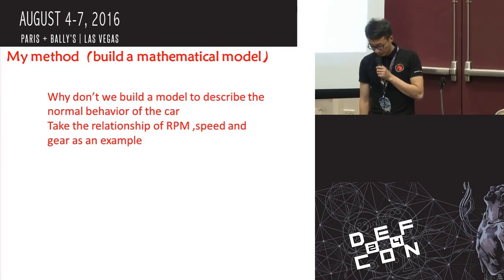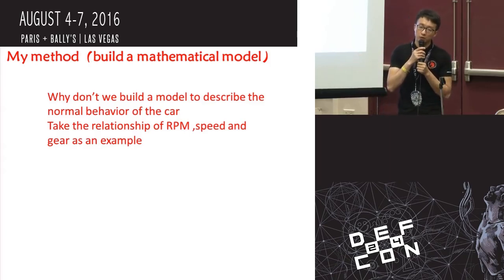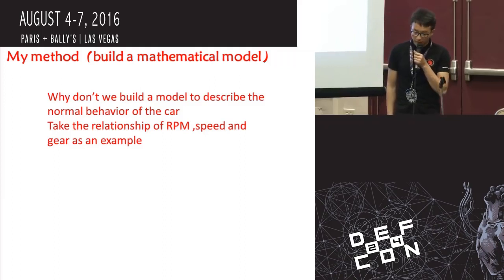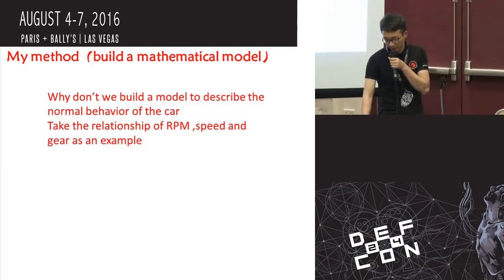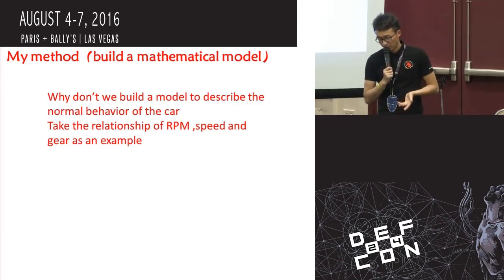My method can take into consideration the relationship between certain parameters and other parameters. For example, the speed is related to the engine rotational speed, to the current gear the transmission is in, and to other things like the accelerator pedal, the engine intake air speed, and the air mass flow. So all those parameters are related. My method is to exploit those relationships to detect the attacks.